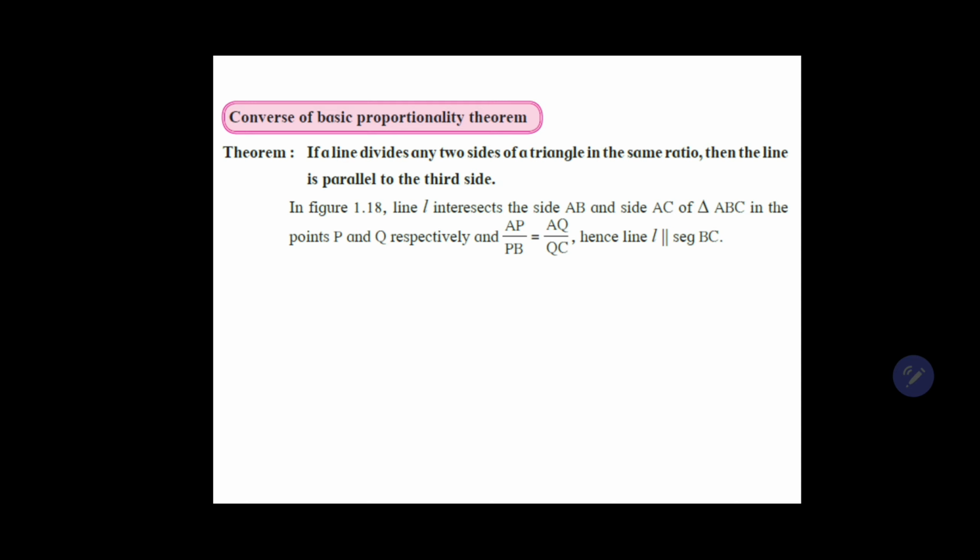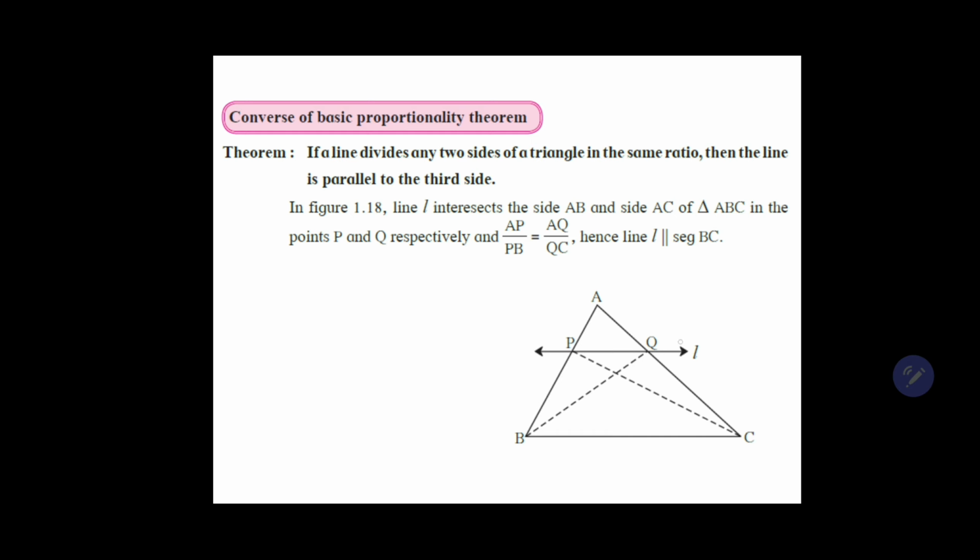Now the converse of it is the converse of the basic proportionality theorem. The same diagram, if we consider, the theorem is: if a line divides any two sides of a triangle in the same ratio, then the line is parallel to the third side.